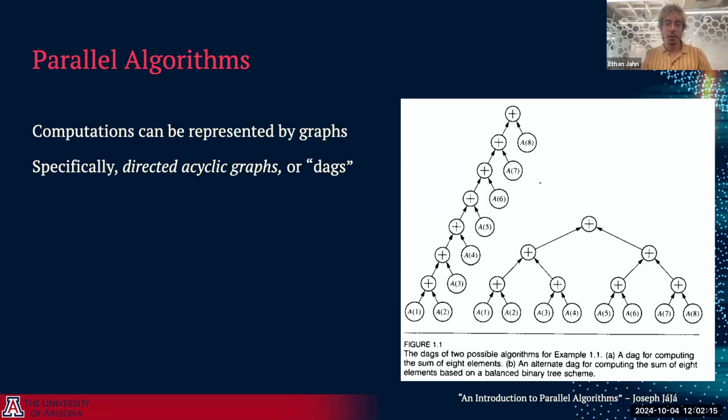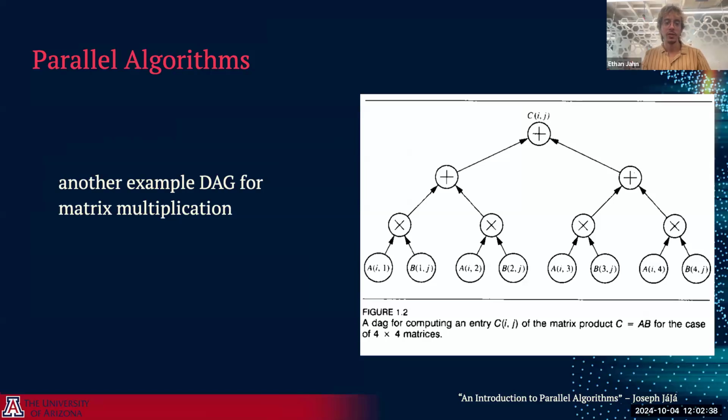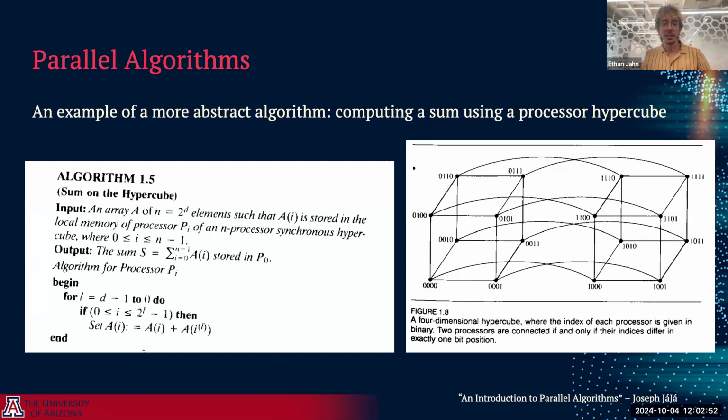So computations can be represented by graphs. The one on the left here represents a serial computation of a sum of 8 numbers, and the tree graph on the right represents the same sum, but computed in a way that is more suited to parallel implementation. Here's an example graph for matrix multiplication, where you can use multiple processors to compute the result of your matrix multiplication. And there are also much more advanced techniques, such as using processor hypercubes, but we're not going to get into that.